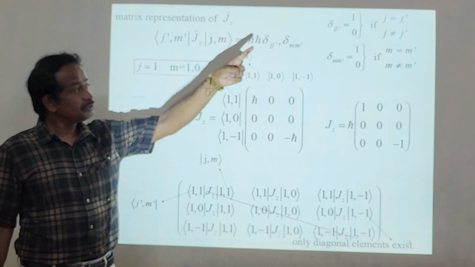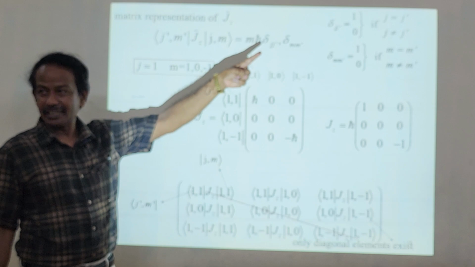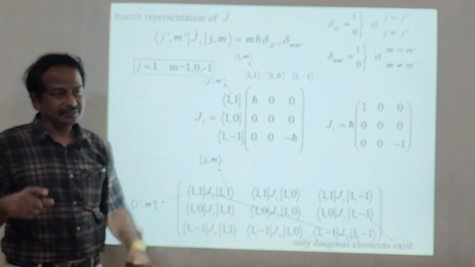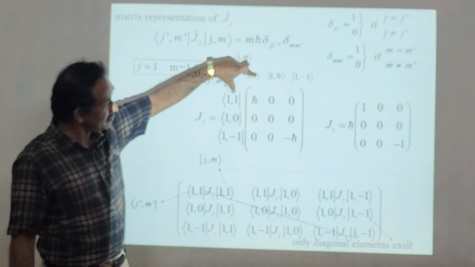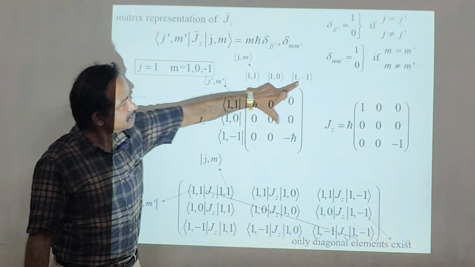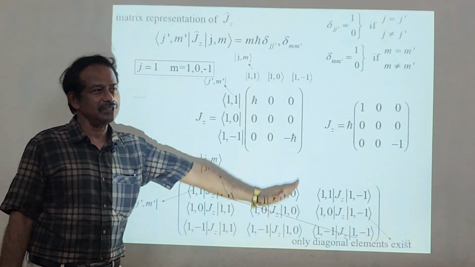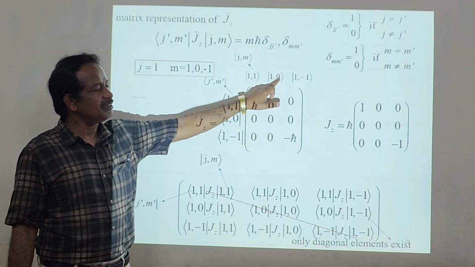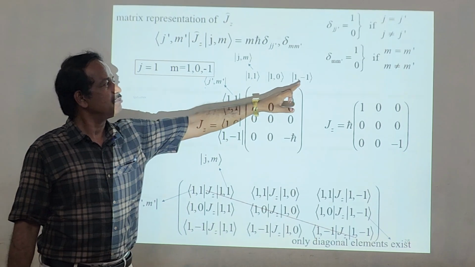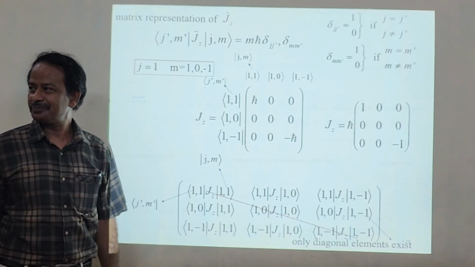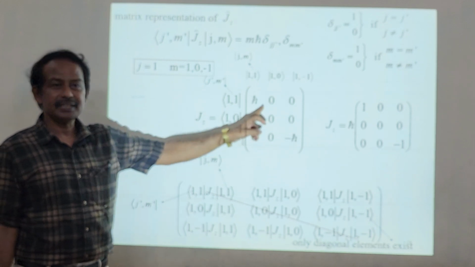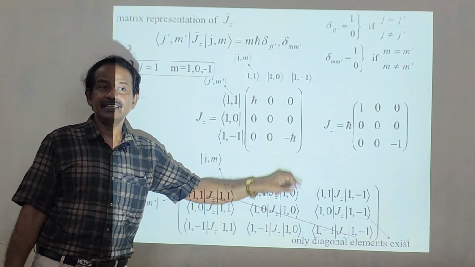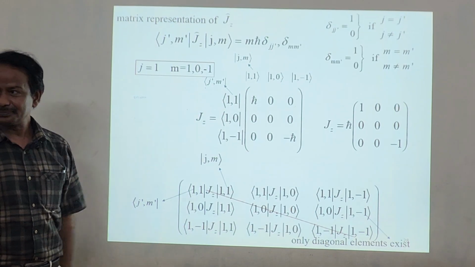According to the Kronecker delta function, if j equals j dash, and here m equals m dash, then it exists. Of course, in all of these j equals j dash, and here m equals m dash, so it exists. Only diagonal elements exist. What about the other case? In this case, m is not equal to m dash, so the answer is 0. The upper off-diagonal elements will be 0. Similarly, the lower off-diagonal elements will also be 0. Only diagonal elements alone will exist. Is it okay?